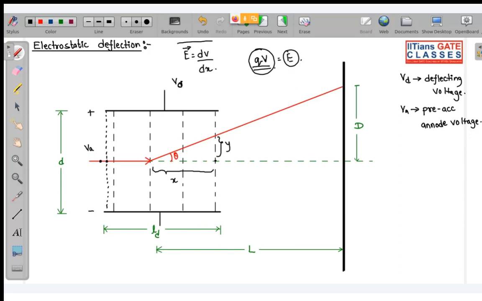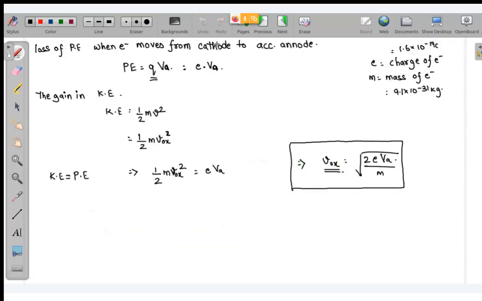Do we remember this or not? I know there is a negative sign also, but I am taking the magnitude. Do we remember this? What is this? The gradient of electric potential. Very good. So this is the electric field. Electric field is equal to dV by dx. We know this thing. Okay. So the same thing I am going to use now, but I am going to write what?